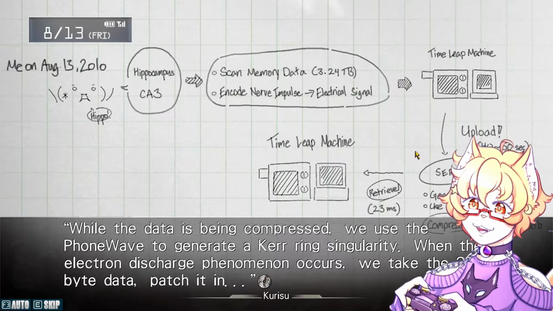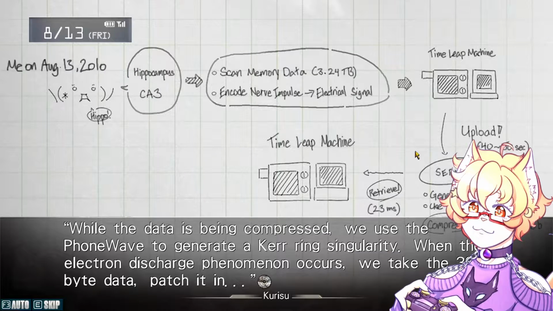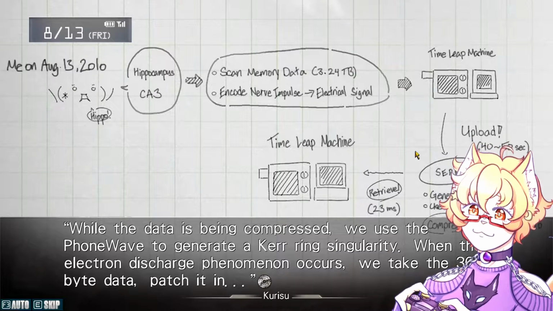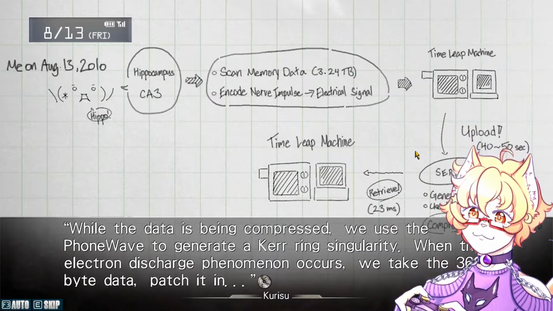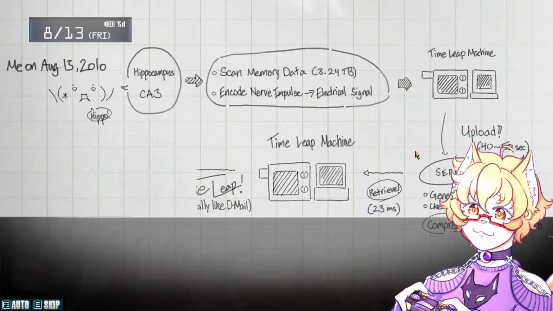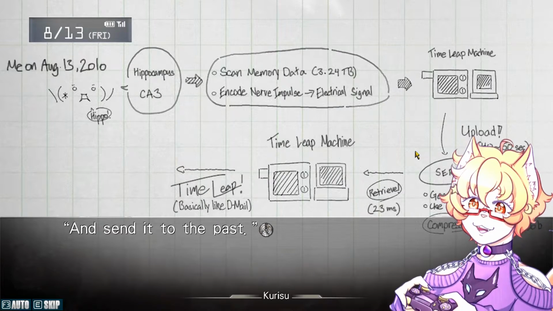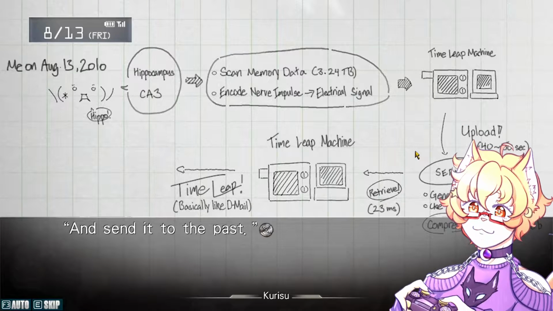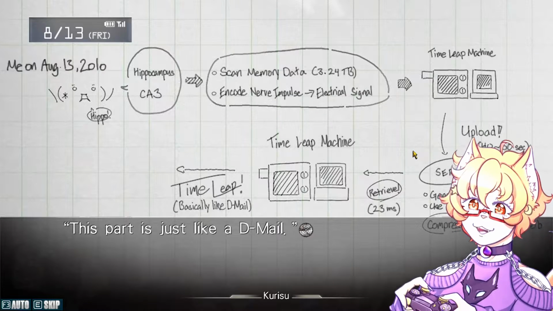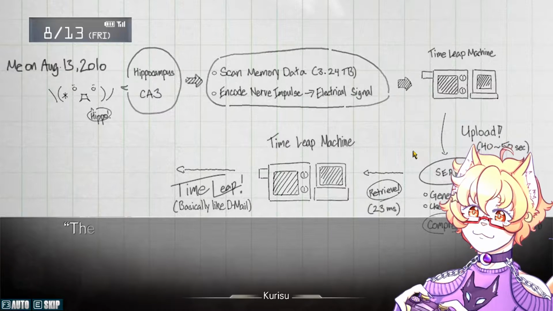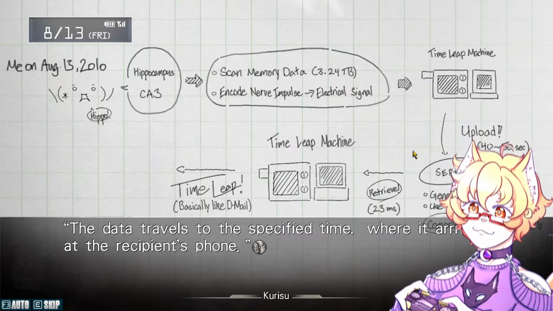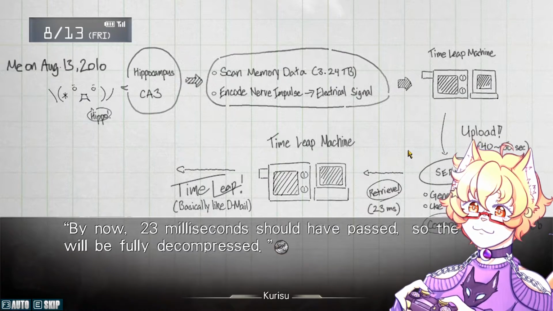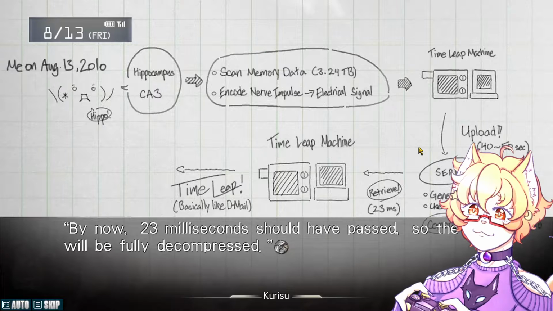While the data is being compressed, we use the phone wave to generate a curved ring singularity. When the electron discharge phenomenon occurs, we take the 36 byte data, patch it in, and send it to the past. Time leap, basically like D-mail. This part is just like a D-mail. The data travels to a specified time, where it arrives at the recipient's phone. By now, 23 milliseconds will have passed, so the data will be fully decompressed.